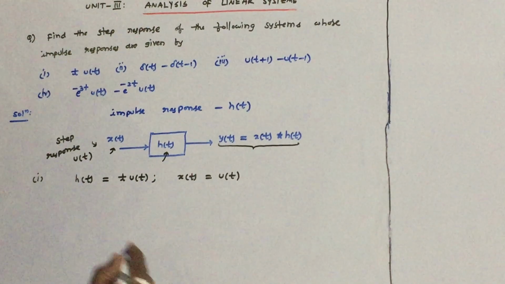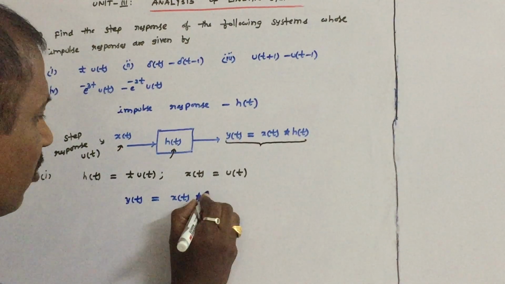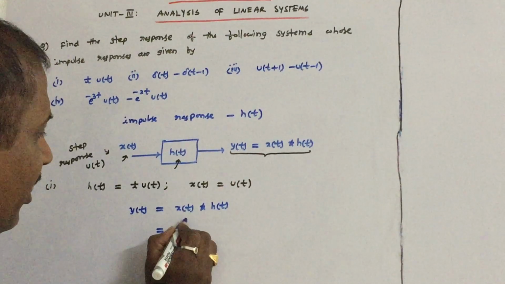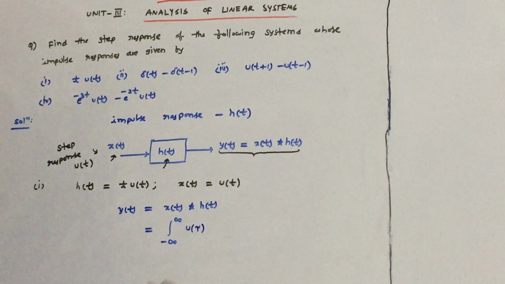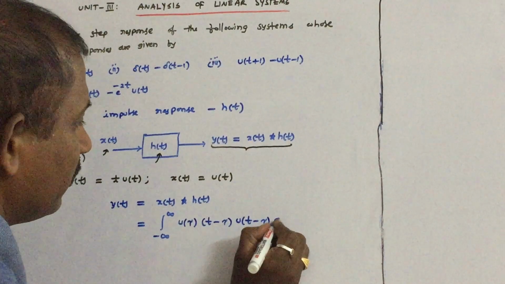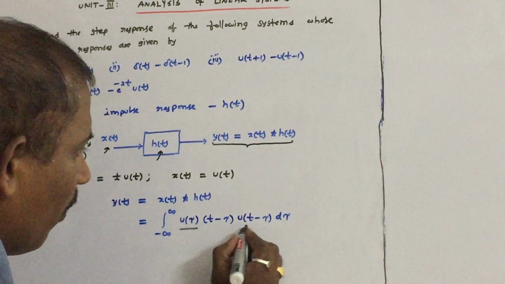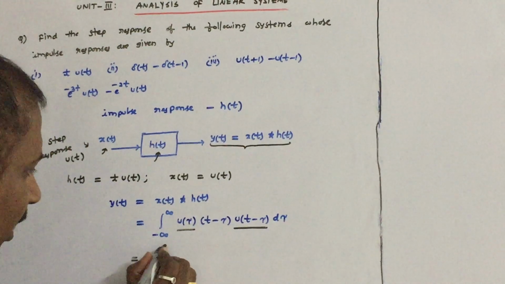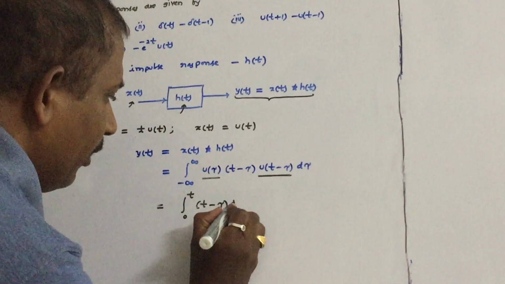So first let us write the formula. y of t is simply the input x of t convolution with h of t. That is the integral from minus infinity to infinity of x of tau, that is u of tau, into h of t minus tau, that is t minus tau into u of t minus tau, d tau. As you have seen in the previous problems, u of tau multiplied with u of t minus tau, so we have to change the limits from 0 to t. Therefore this is t minus tau into d tau.